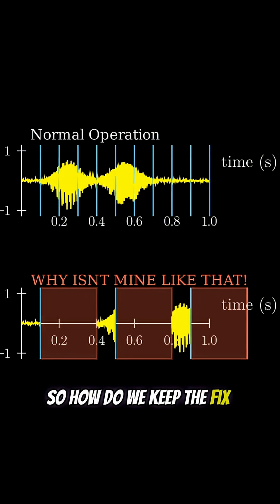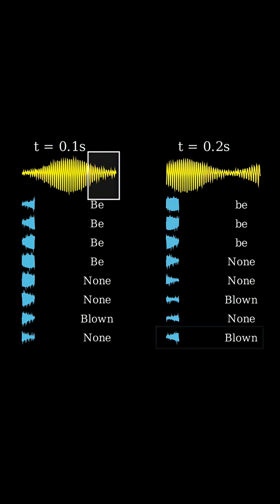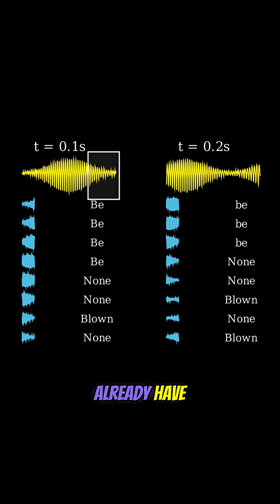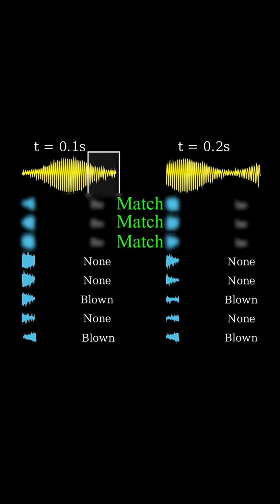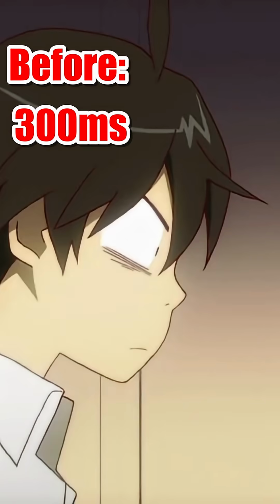So how do we keep the fix without exploding our CPU? Looking at the algorithm, we do a lot of repeated and, more importantly, unnecessary work. From our sliding window, only one of the 8 snapshots is new, the latest one. So why retake 7 snapshots we already have when we can just replace the oldest vote with the latest? We got down to 7 milliseconds.